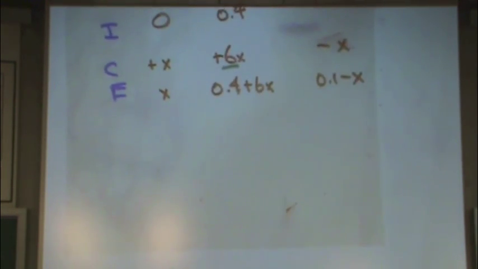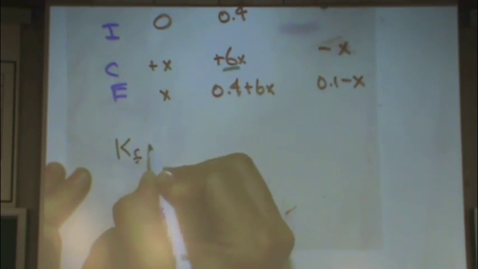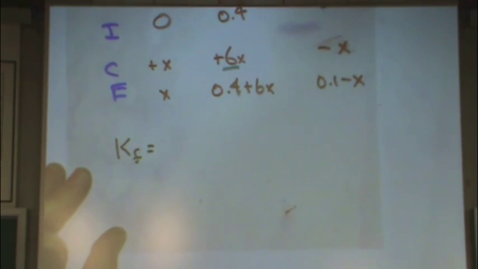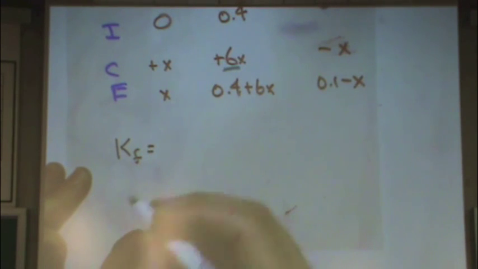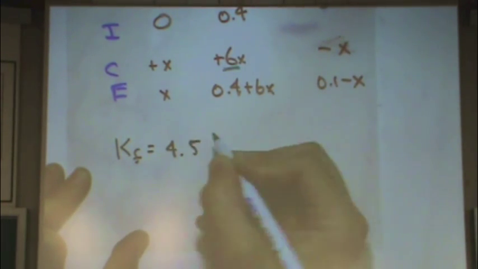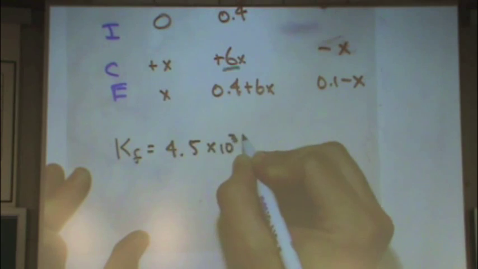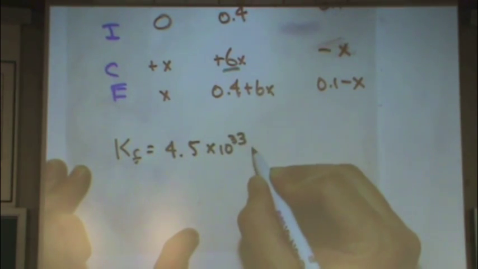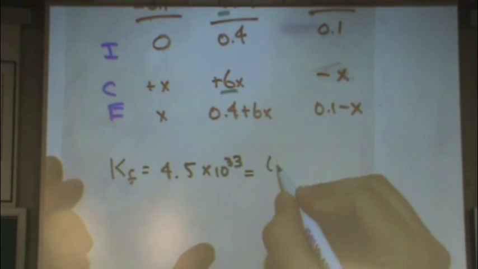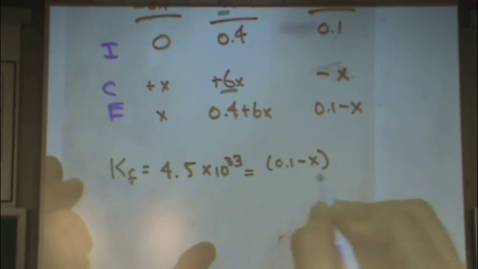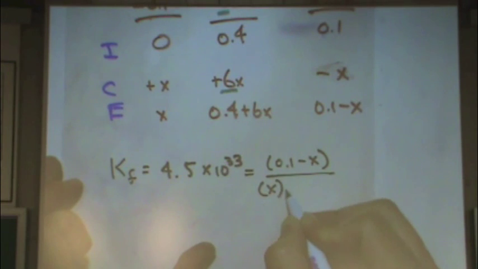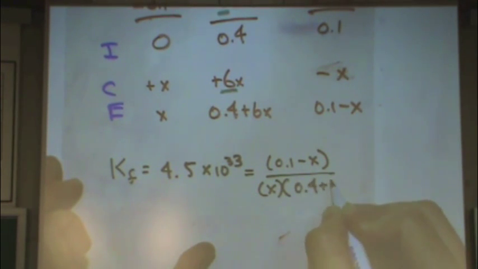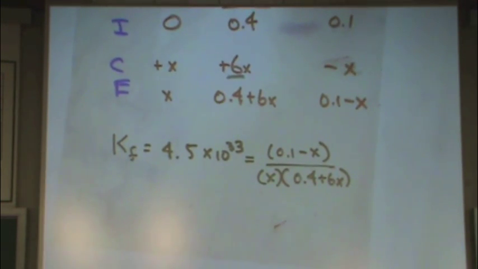Now, let's write out the KF. KF, which I can look up, or on the exam you'd be given, is 4.5 times 10 to the 33rd. Wow, it's a kind of a big number. Cool. So it's big, as you can see. That's products, 0.1 minus x, and then x, and 0.4 plus 6x. What else do I need here?